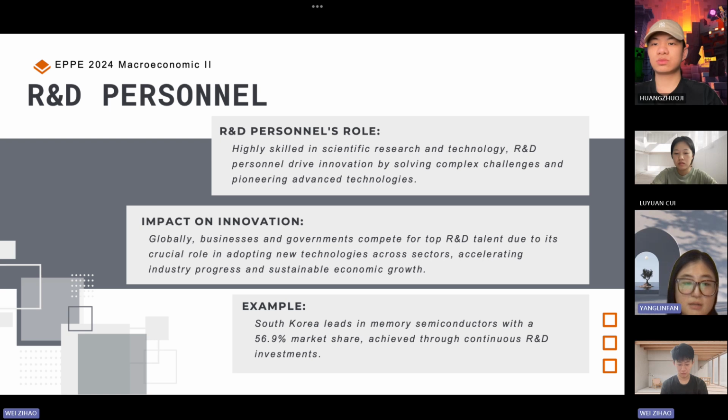The third one is an example. South Korea leads in memory semiconductors with a 96.9% market share achieved through continuous R&D investment. Move to the next page.